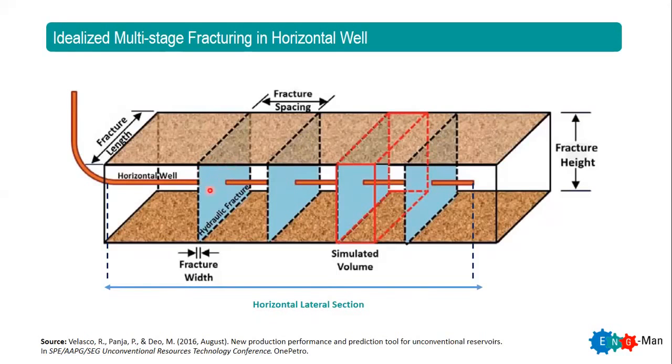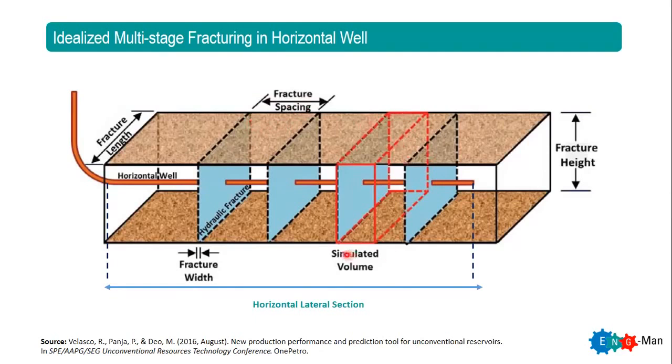This symbolizes the fracture. Each icon shows a stage. So we have 4 stages of fracturing: first stage, second stage, third stage, and fourth stage. Or the other way around: first stage, second stage, third stage, and the last stage, the fourth stage. This shows the fracture width, the opening, the width of the fracture, and the space between each stage. We call it fracture spacing.